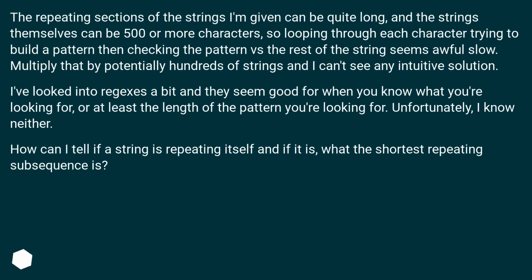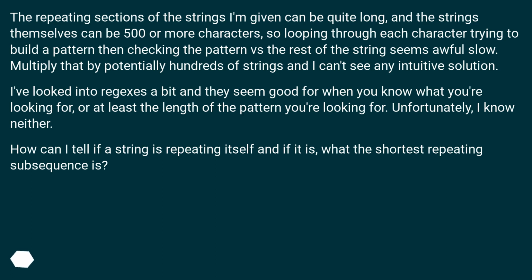The repeating sections of the strings I'm given can be quite long, and the strings themselves can be 500 or more characters, so looping through each character trying to build a pattern then checking the pattern versus the rest of the string seems awful slow. Multiply that by potentially hundreds of strings and I can't see any intuitive solution.